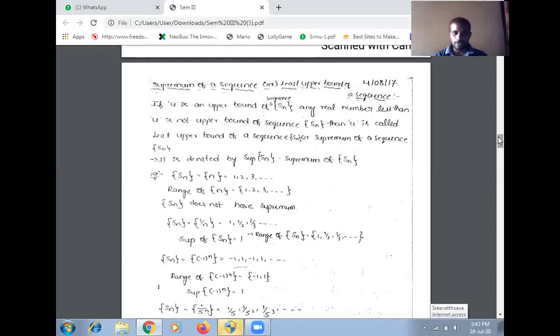So the third example is Sn equal to minus 1 to the power of n. If n equal to 1, we get here minus 1. If n equal to 2, we get 1. If n equal to 3, similarly we get minus 1. If n equal to 4, we get 1. So what is the sequence here? Minus 1, 1, minus 1, 1, and so on. So in this sequence the repeated values are minus 1 and 1.